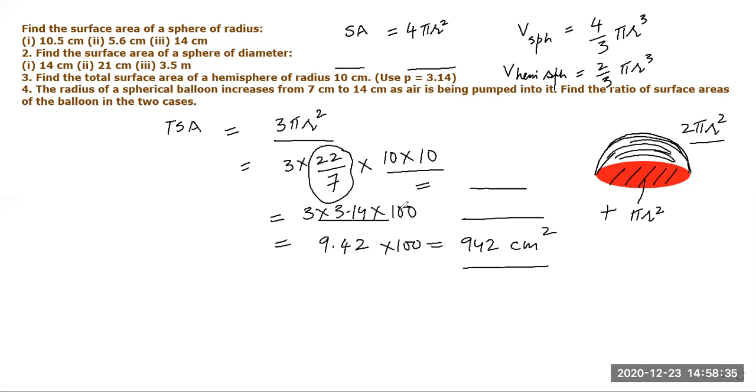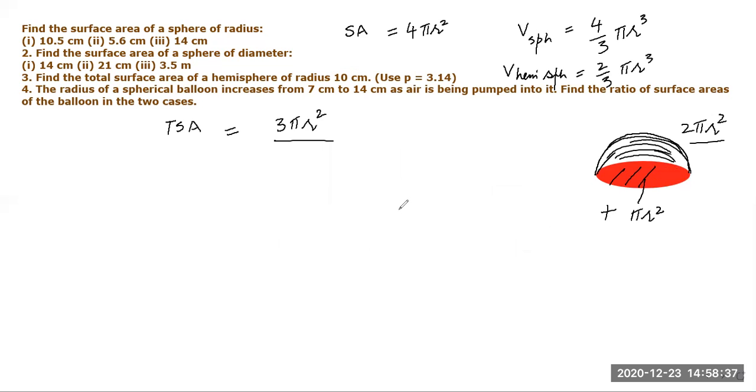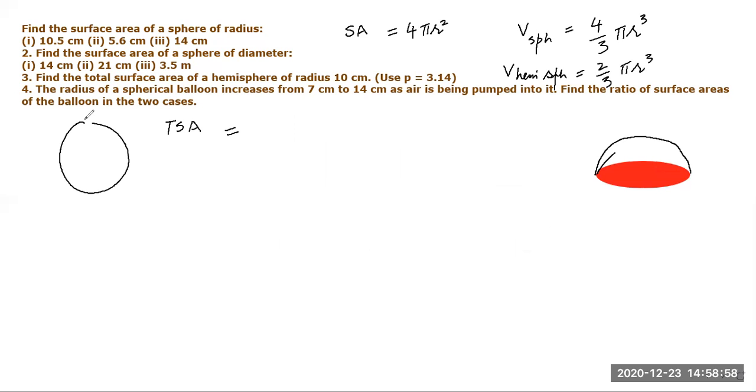Now comes the fourth sum. Okay, so students, in the fourth sum, it is the spherical balloon. Okay, it is a spherical balloon. So a spherical balloon is like this. All right, students. Now this is the spherical balloon.